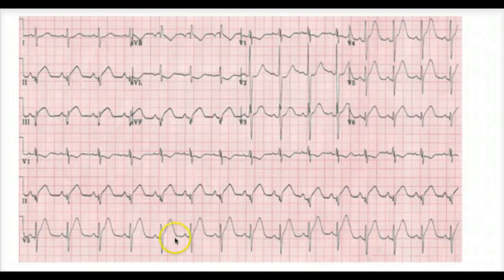Okay, so let's look at another example. So we're going to be looking for a Q wave followed by an ST segment elevation. So we can see here that this is more of a Q wave, ST segment elevation, Q wave, ST segment elevation. Same here, Q wave, ST segment elevation, Q wave, ST segment elevation. We also see the same thing in lead aVF.